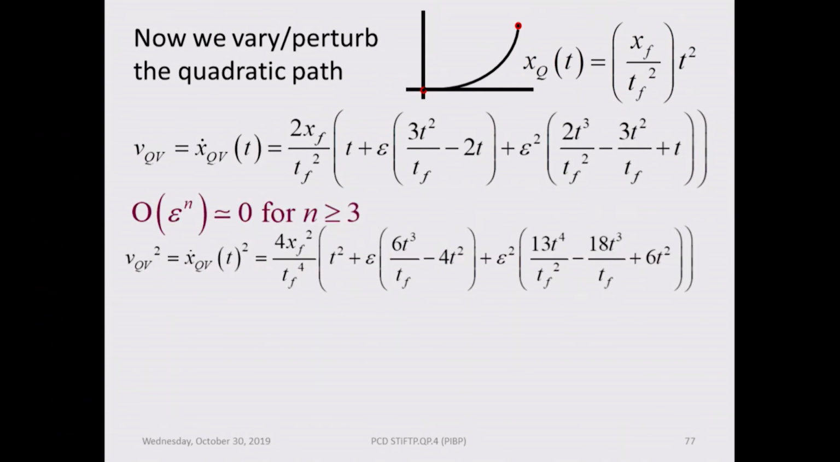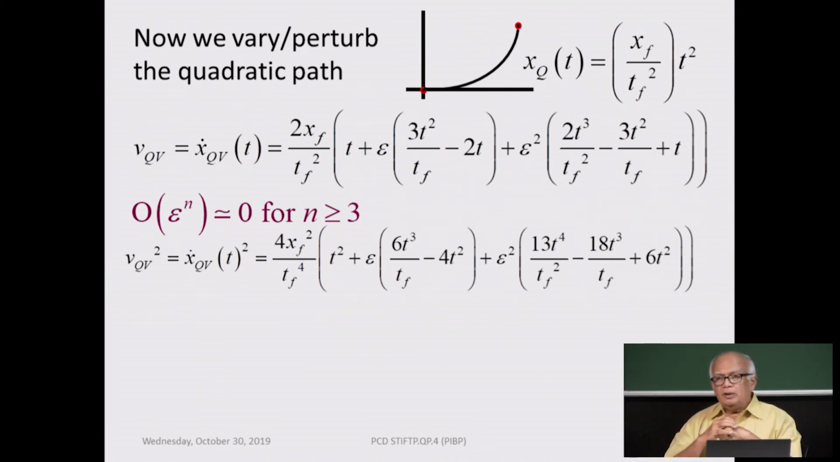And if you ignore epsilon to the cube and smaller terms, because we need to see only what happens up to epsilon square. We are not throwing epsilon square, we are throwing epsilon cube. But in both we are keeping terms up to epsilon square, when we vary the straight path and also when we vary the quadratic path. We keep terms up to epsilon square. Okay? So epsilon cube, if you ignore, then this is what you get for the v square.